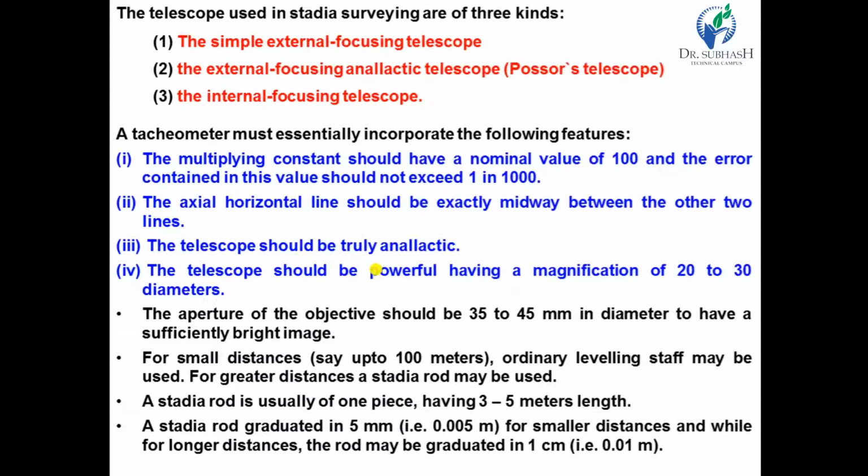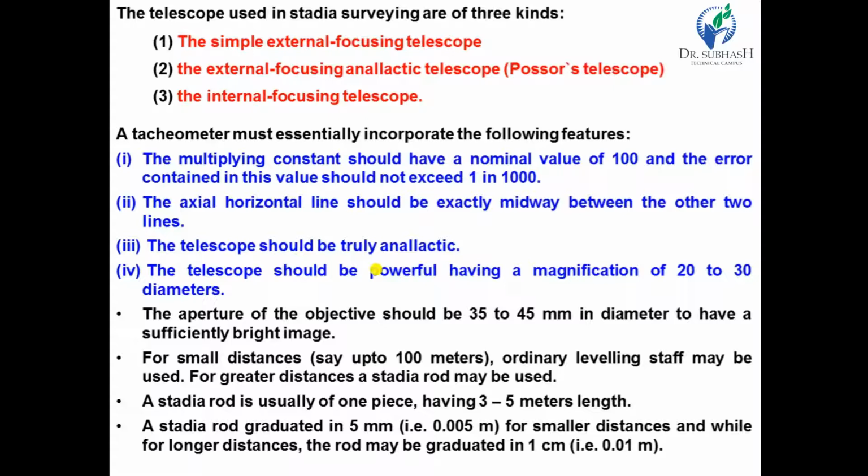Generally, three types of telescope are used in stadia surveying: the simple external focusing telescope, the external focusing analytic telescope, and the internal focusing telescope. A tachometer must essentially incorporate the following features, giving it the capability for measurement of different readings.